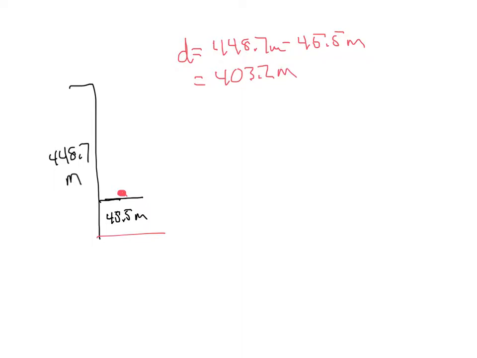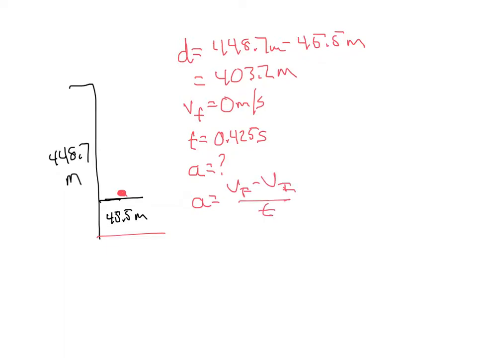Okay, how's that going to help us? Well, we need to know the rate of acceleration. We are told that the penny eventually comes to a stop in the pigeon, so the final velocity is going to be 0. We were told the time of the collision is 0.425 seconds. We need to know the rate of acceleration of the penny in the pigeon. So what do we need to know? Well, we need to find VI somehow, because a is VF minus VI over t. So we need VI.